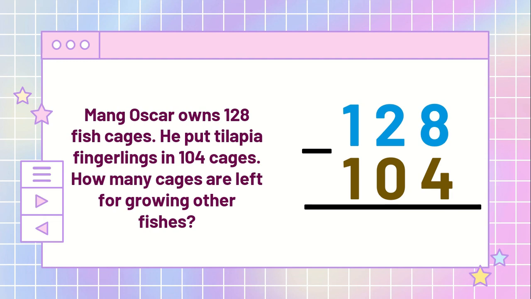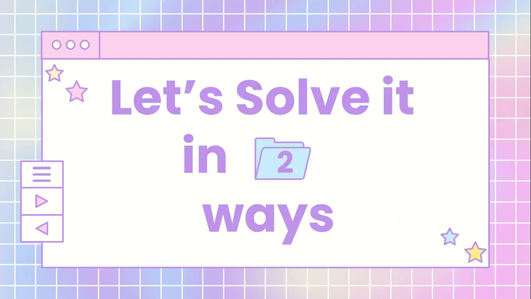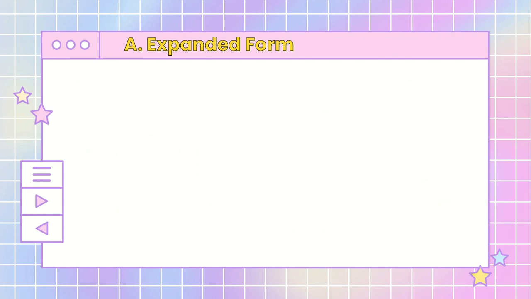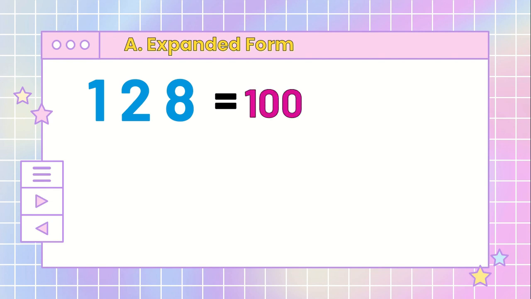Did you get how to put all the numbers in their positions? Okay, very good. Before that, let's solve it in two ways. There are two ways to subtract numbers. The first one is the expanded form. We have to expand the numbers. We already know how to expand numbers, right? So we have here 128. We will expand 128: 100 plus 20, which is the number 2, and 8.